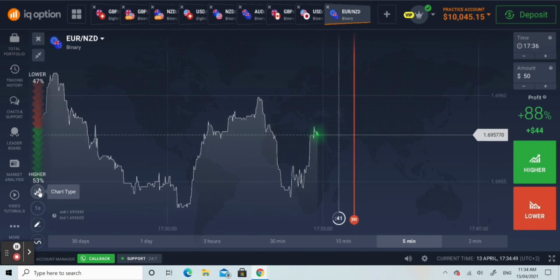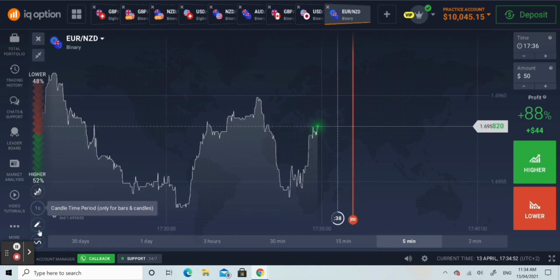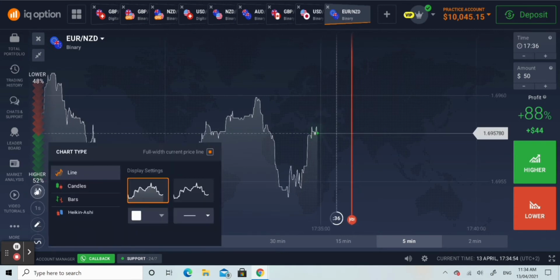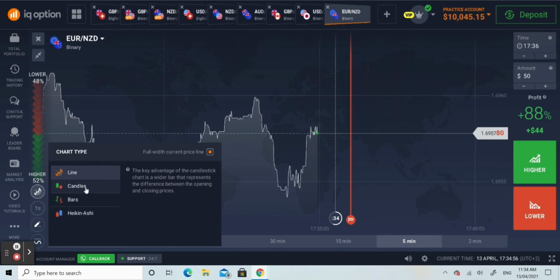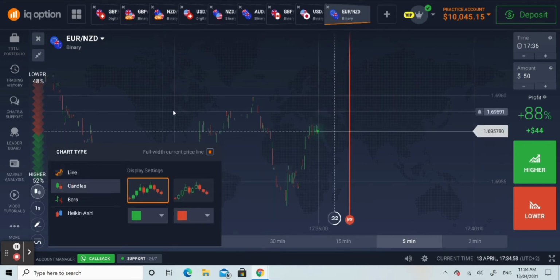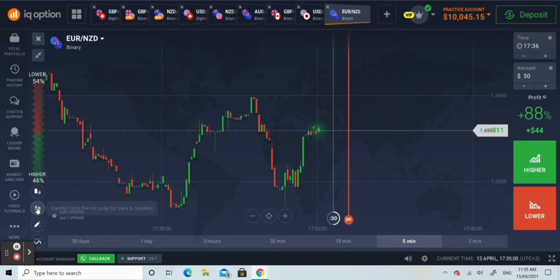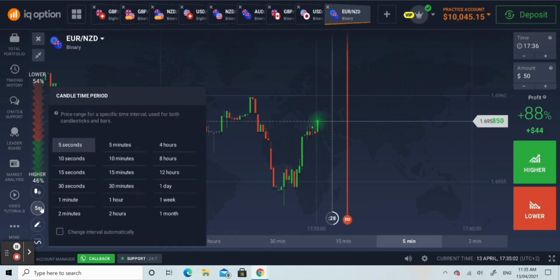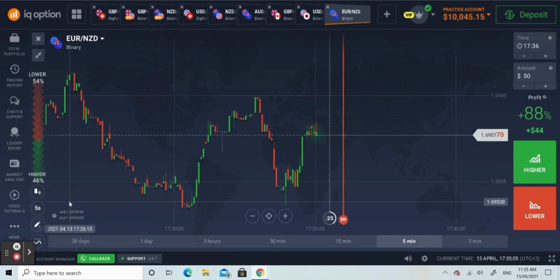First, we're going to change the chart type. On the bottom left-hand corner, your first icon, the top one out of 4, you click on that and you click on candles. So we're going to be changing it to candles. And then we're going to change the time of the candles to 1-minute candles, just for now.